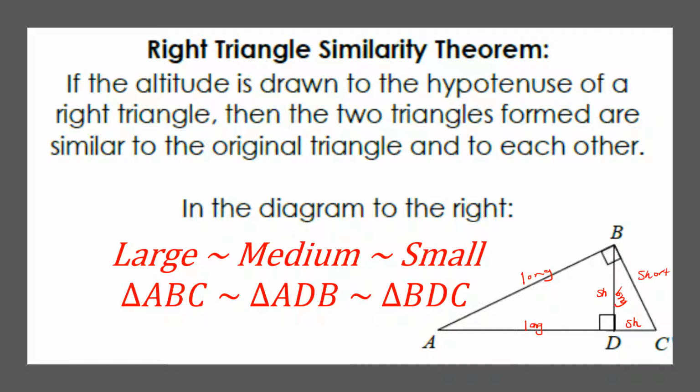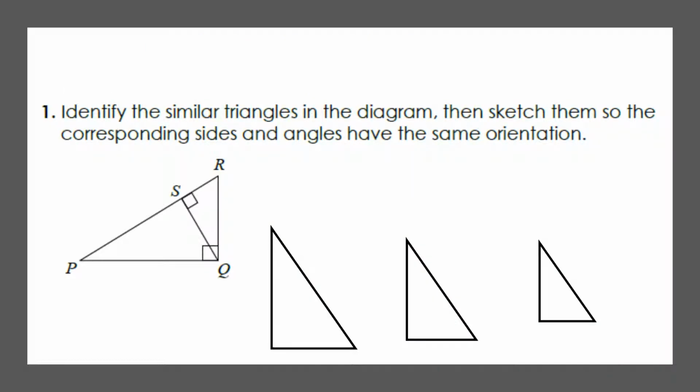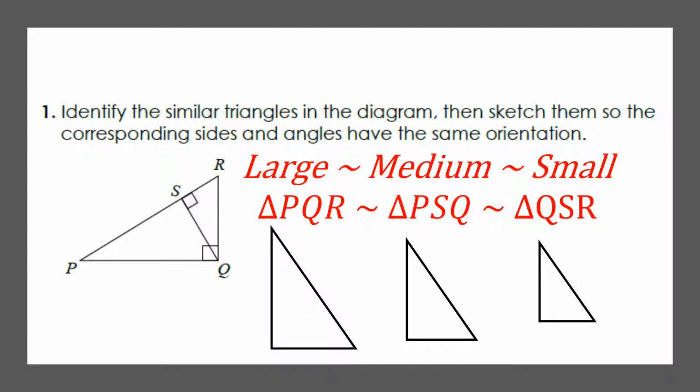Okay, so first example says to identify the similar triangles in the diagram and then to sketch them so the corresponding sides and angles have the same orientation. So I sketched the three triangles. And then I looked at, compared large to medium to small. So the large triangle was triangle PQR.